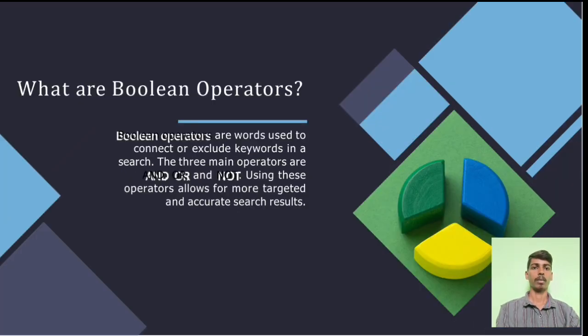What are Boolean operators? Boolean operators are words used to connect and exclude keywords in a search. The three main operators are AND, OR, and NOT. Using these operators allows for more targeted and accurate search results.